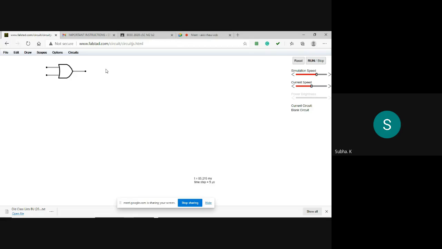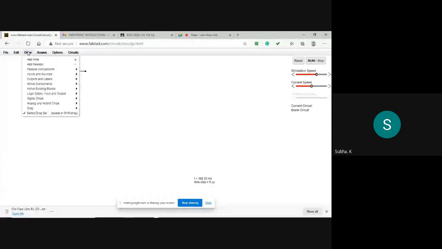Okay, so 0, 0, 0, 1, 1, 0, 1, 1 are the combinations of inputs you are going to give, and you are going to verify the output. Again, I am telling you this is the OR gate. So what logic operation is performed by the OR gate? The OR gate performs what logic operation? Ready-made answer should come from your side. Addition. Logic addition. So you need to give 2 inputs.